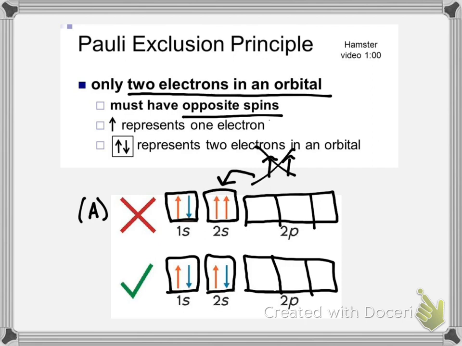This is not okay. See here in image B. Look at the electrons now. One is going up, one is going down. This is good. So, when drawing electrons in the same orbital, they must have opposite spins. One will go up, one will go down.